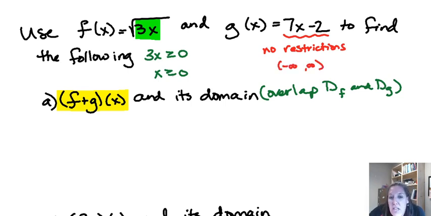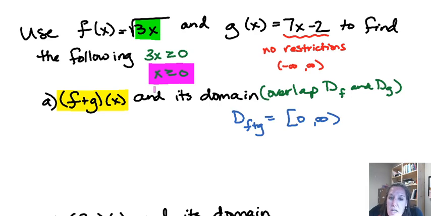Well, if x has to be greater than or equal to 0 for one part, and has no restrictions on the other one, that means that the domain of f plus g is going to be from 0 to infinity. That's going to be the overlap when we overlap x greater than or equal to 0 with negative infinity to infinity.